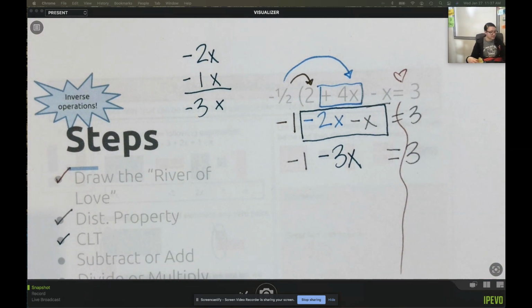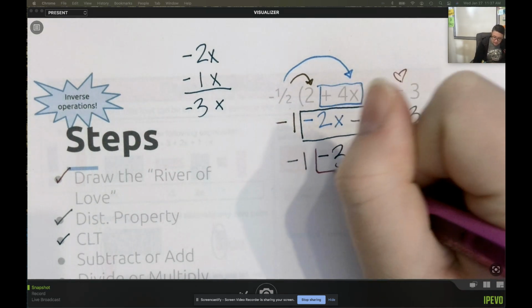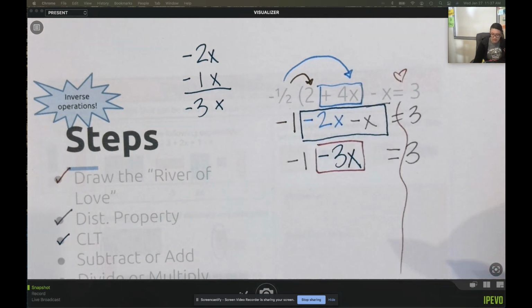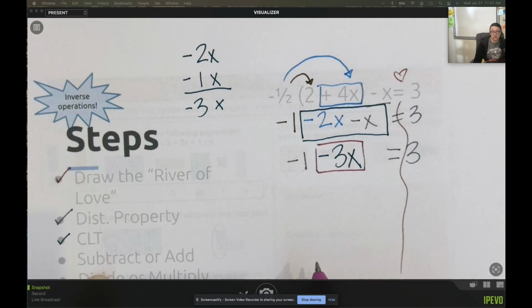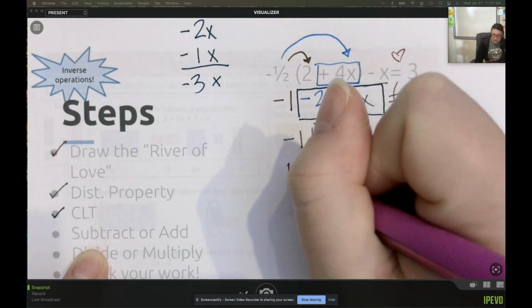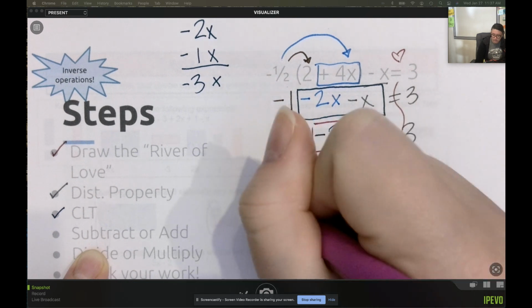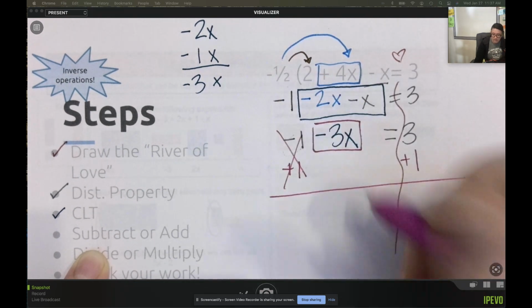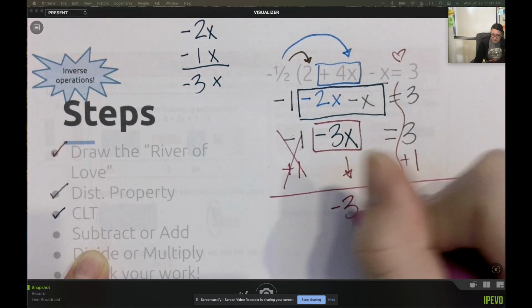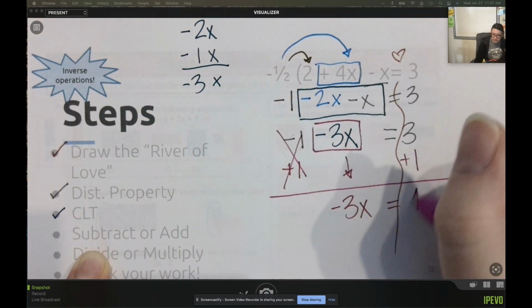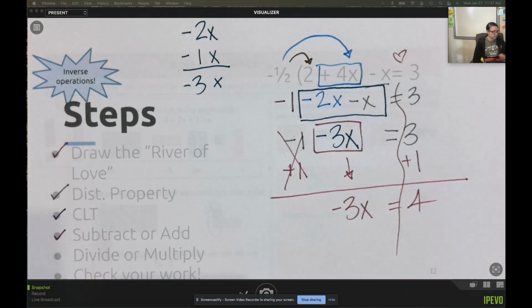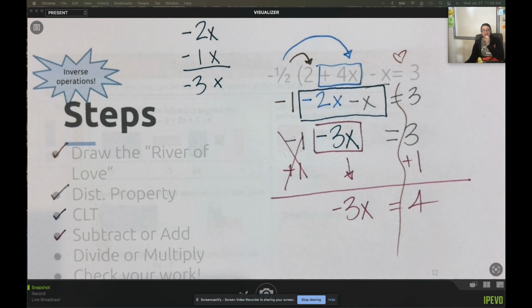Now we can get back into Sad Meg. I'm protecting my coefficient, my variable. I save that step for last. How do I get rid of a negative 1? The inverse would be to add 1 to both sides. They cancel each other out. I bring down that negative 3x. I haven't done anything there. 3 plus 1 is 4. There's that step. And then again, this next one's going to get a little tricky. Don't get scared.